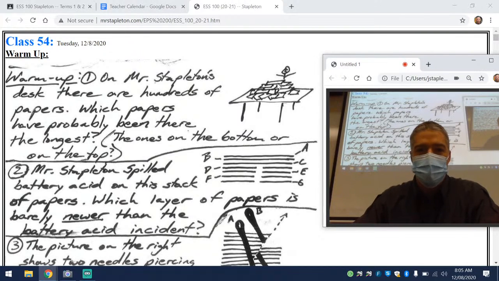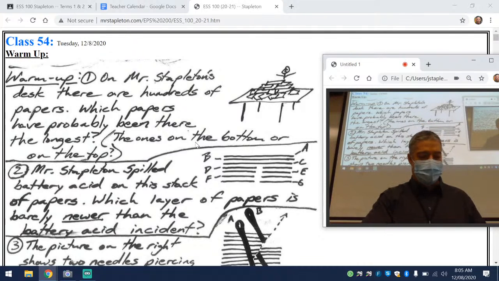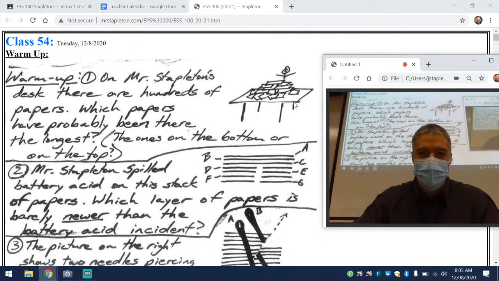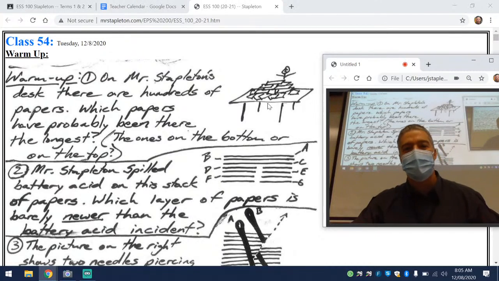So if you have a pile of papers like I do here, which papers have probably been there the longest? The ones on the bottom or the ones on the top? This is supposed to be an obvious one. Which ones have been there the longest? Bottom, yes. Okay, so there's actually a name for that kind of reasoning. That's called the law of superposition.